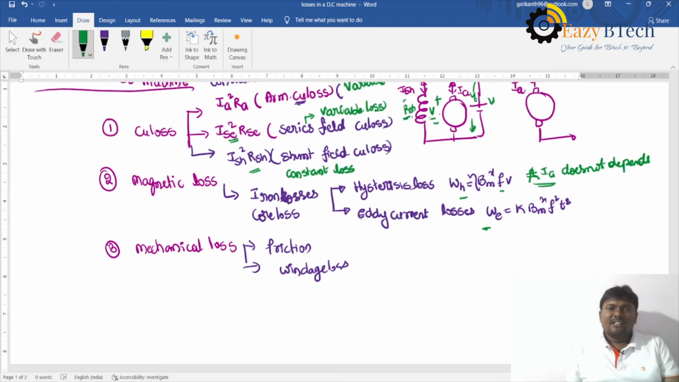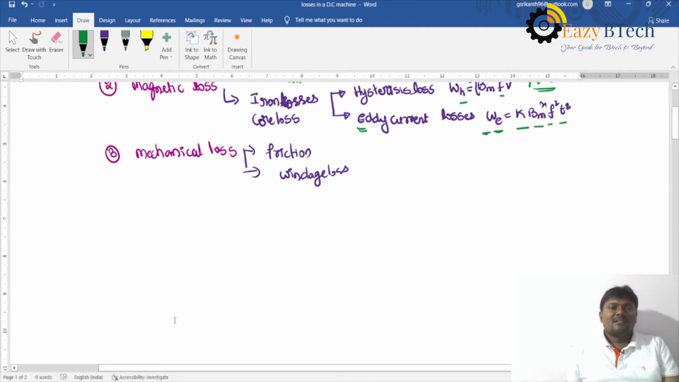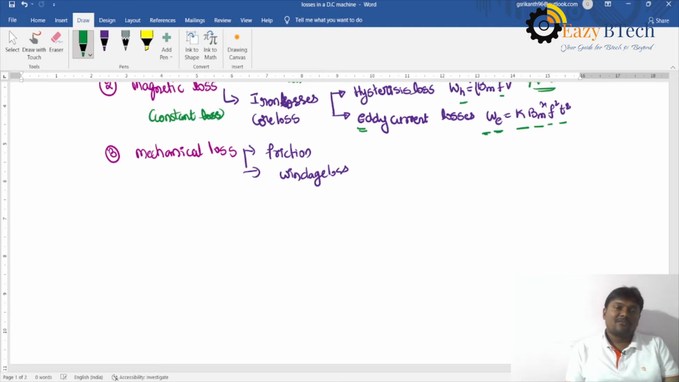So coming to the eddy current losses, eddy current loss is equal to K into Bmax square F square T square, and in this also it does not depend on Ia, and this also we can treat as a constant loss, which comes under the category of constant loss.